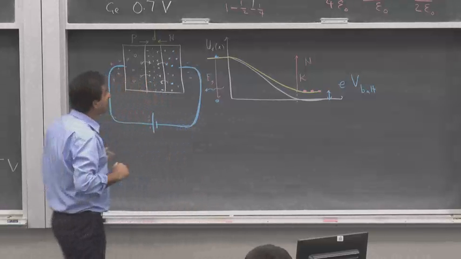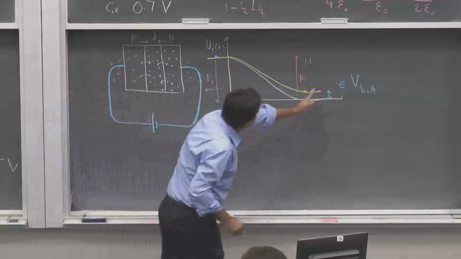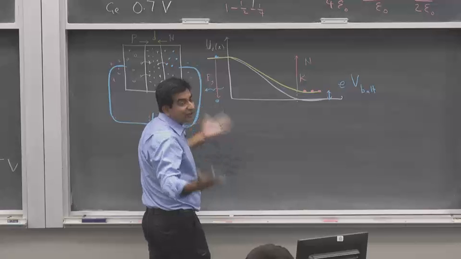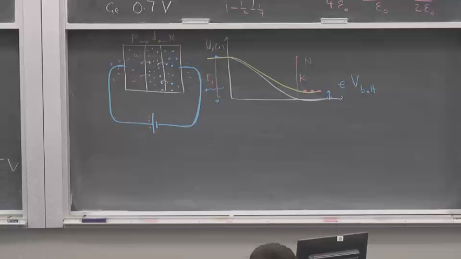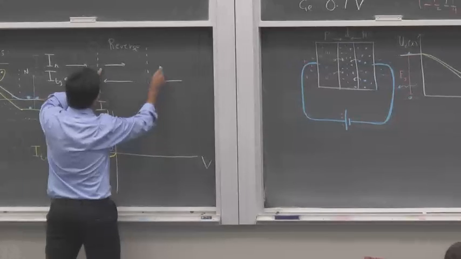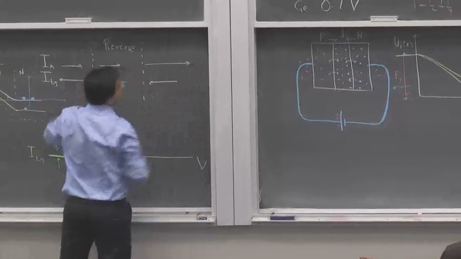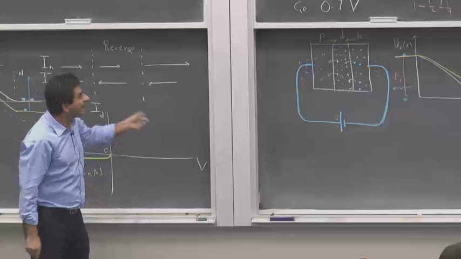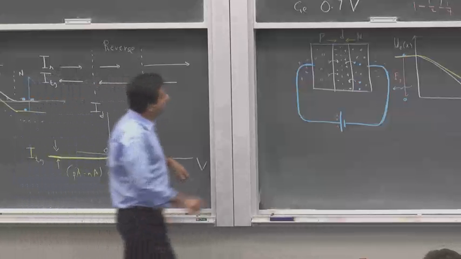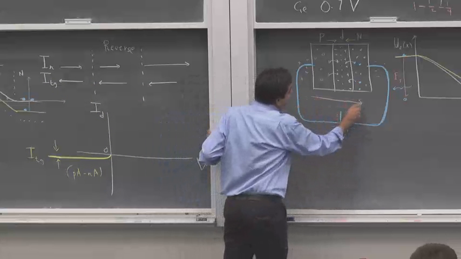So what's going to happen is that these electrons flowing in this direction are the recombination current. This current goes up. Nothing is going to happen to I_TG, but I_R is going to go up. When I_R goes up, this means that the current in this direction is going to go up.